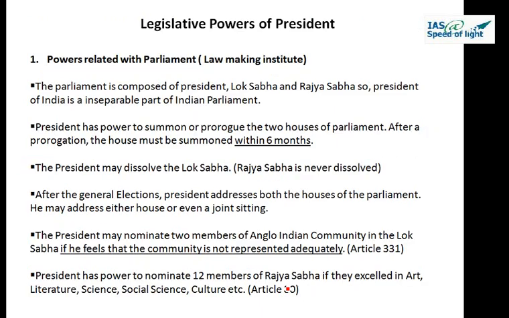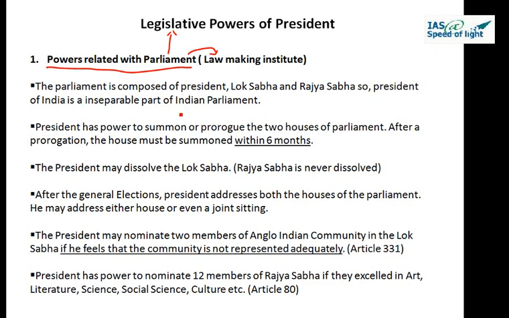Now, completing the executive power of the President, we come to the legislative powers of the President. Legislative, we know, is the lawmaking process. So the first thing we have to learn is the powers related to the Parliament, and why it is considered a legislative power of the President, because Parliament is the lawmaking institution. So these are the powers of the President in relation to the lawmaking institution of the Union, which is the Parliament.